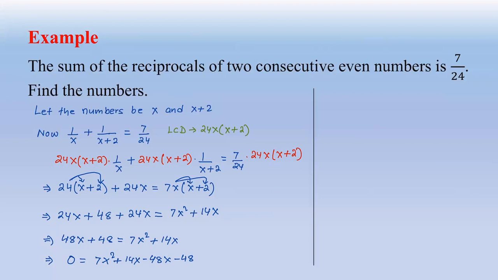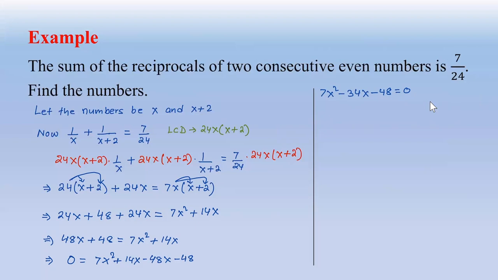So what we have on the right hand side is 7x squared, and then 14x minus 48x. 14x minus 48x is negative 34x. And then minus 48, and on the left hand side, there is a 0. So that means we can write that as 7x squared minus 34x minus 48 equal to 0. So we get the quadratic equation, because we are looking at the application of quadratic equation.